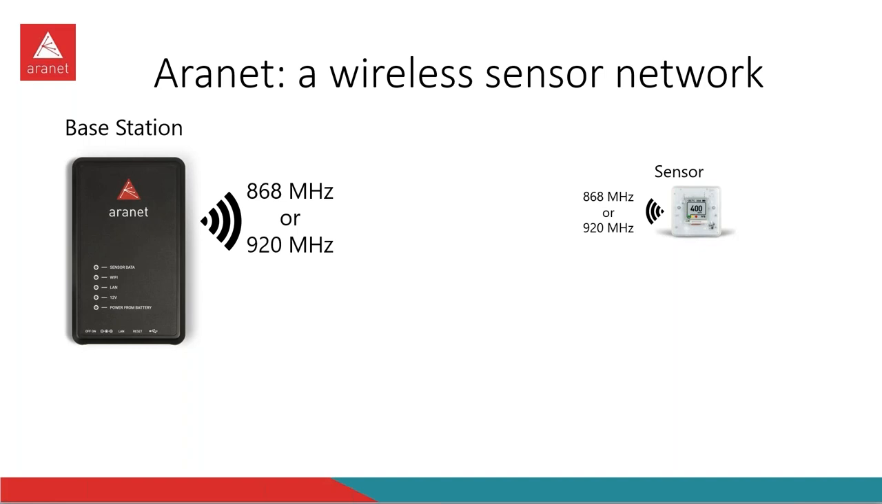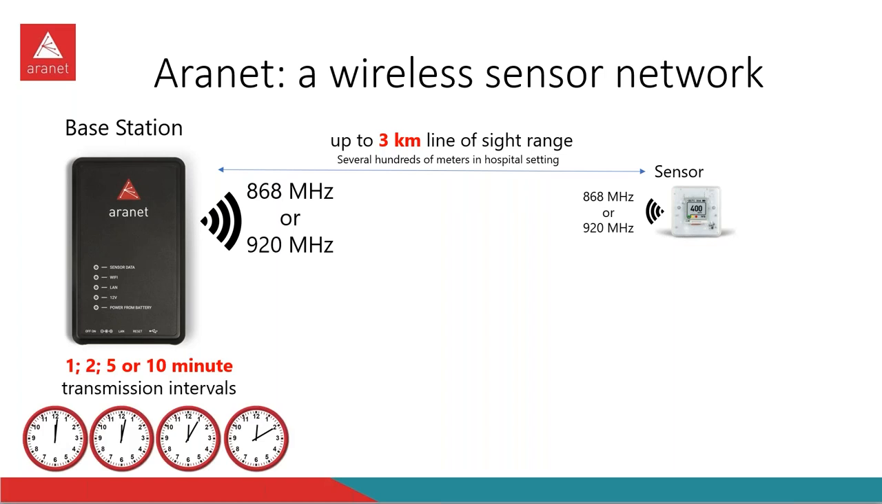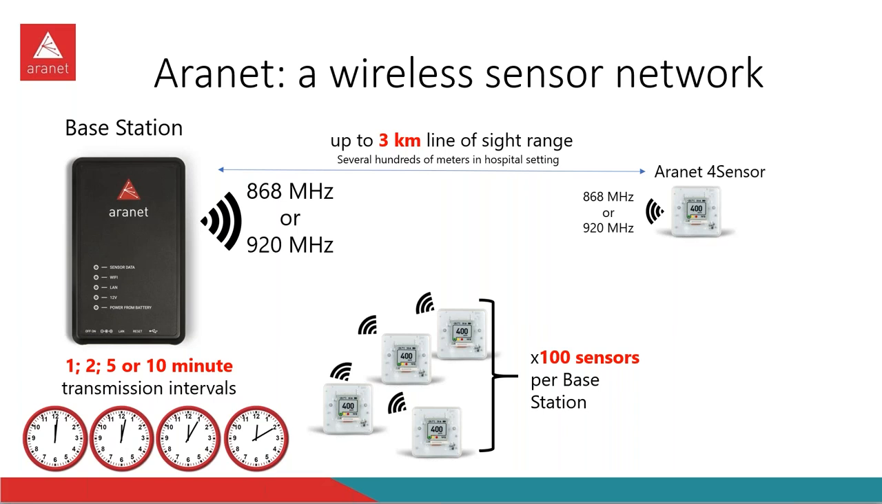The sensors are sending the data to the base station via the 868 megahertz, or 920 megahertz in the United States, license-free frequency. And this allows for a super large distance from the base station to the sensor, up to even several hundred meters in office settings. You can have different transmission intervals, so different intervals at which the device is sending the data to the base station: 1, 2, 5, or 10 minute intervals. And you can have up to 100 sensors per base station.